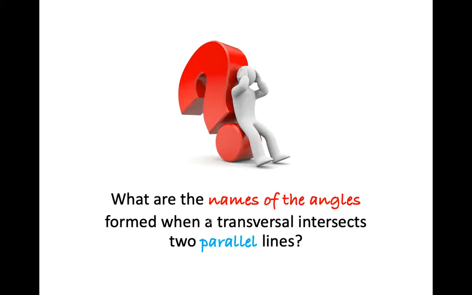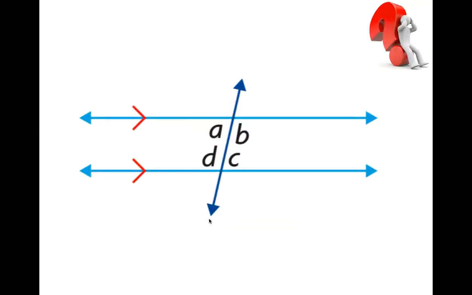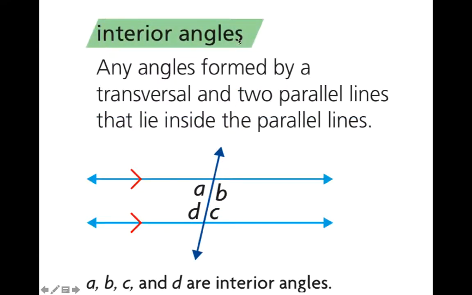Now, we have different types of angles that are formed when a transversal intersects two parallel lines. In fact, we use these names even if the lines are not parallel, but we're going to focus on parallel right now, just to keep it a little bit simplified. So first of all, I have a transversal crossing two parallel lines, and I'm focusing on the angles that seem to be squished in between the lines. We call these the interior angles. A, B, C, and D are all interior angles because they're in between those parallel lines.